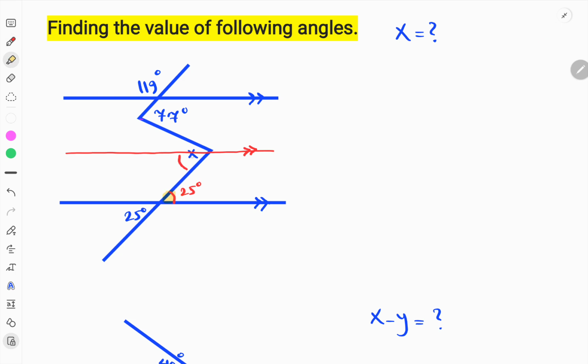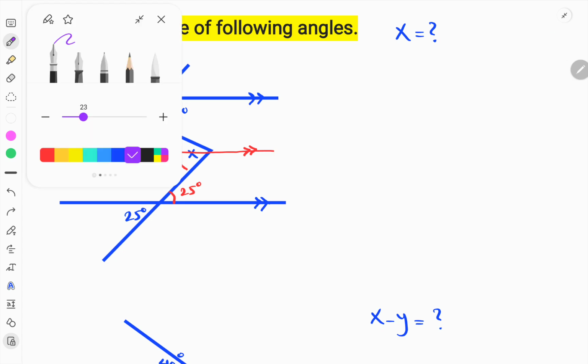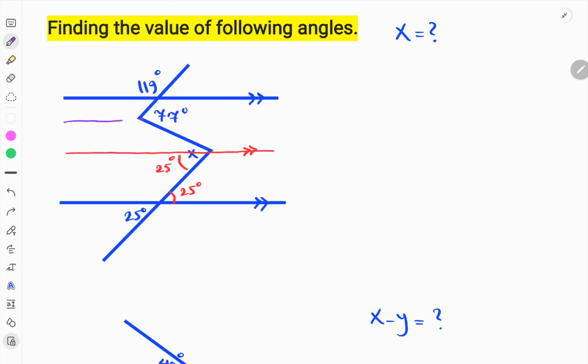As you know, this angle and this angle are alternate angle pairs, and because we have two parallel lines, these two angles are equal in size, so we have 25 degrees for this part of x. Let me write it. And the next step is to draw another parallel line here passing through this angle. Let me use another color.